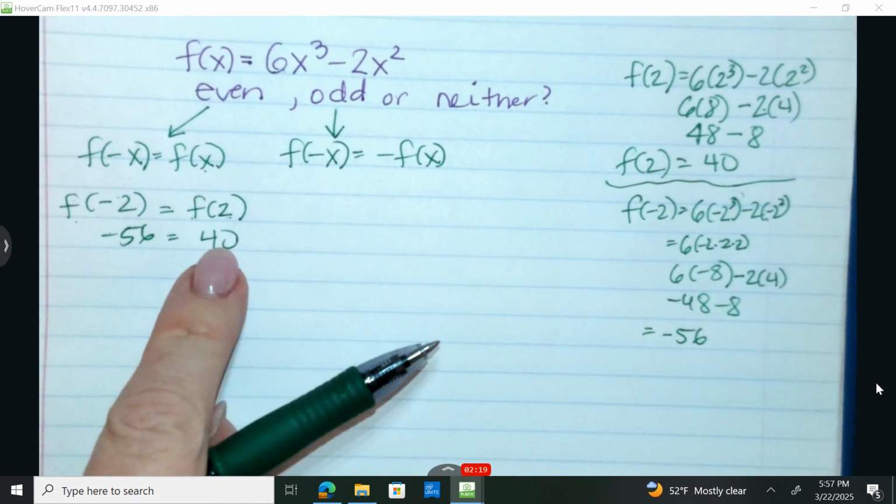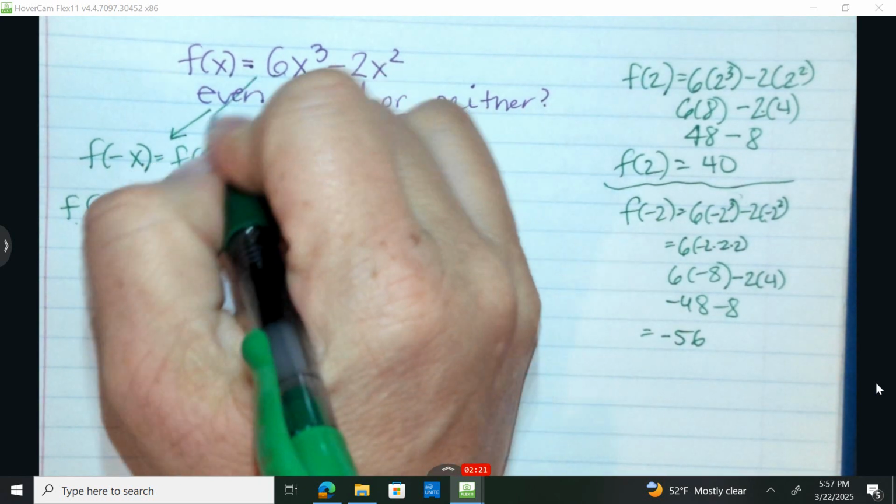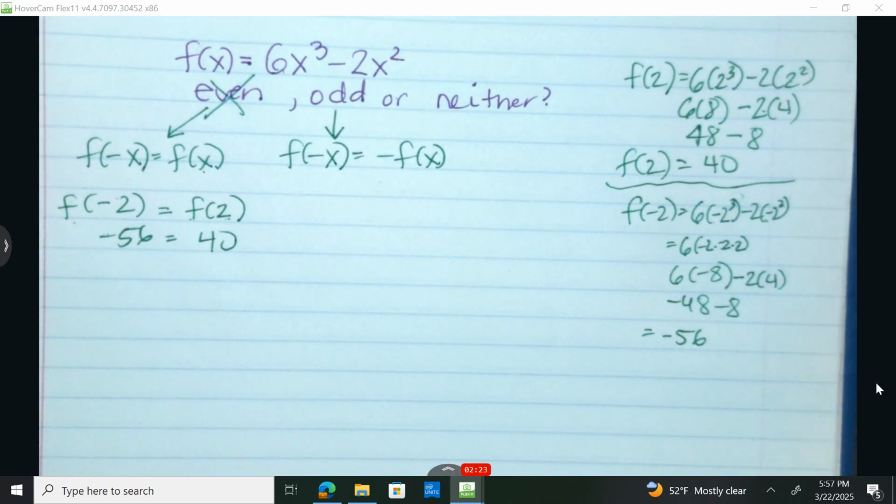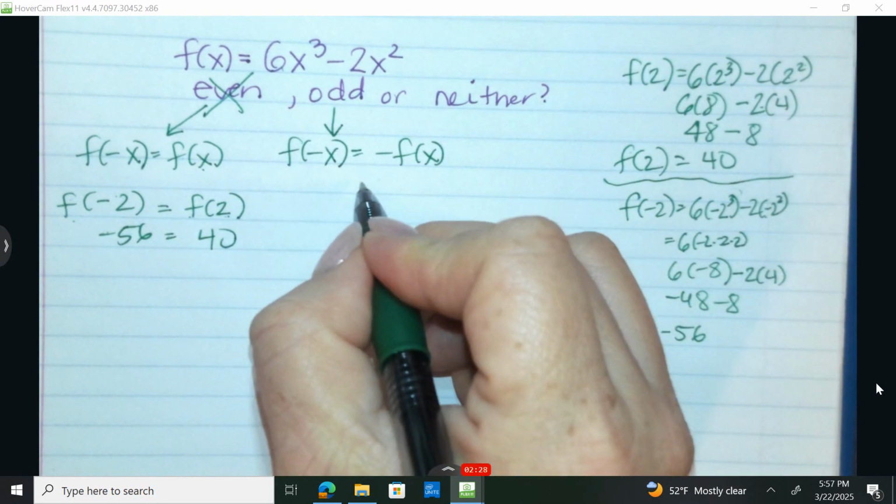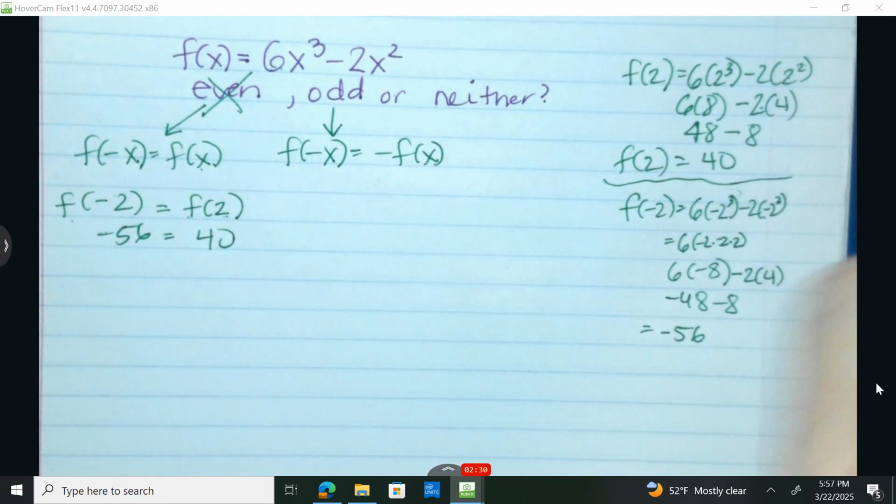Now these two values are not equal. That means that this function f of x is not even. Okay, now let's come here. We again are going to do the exact same thing. Let me switch up the colors here.